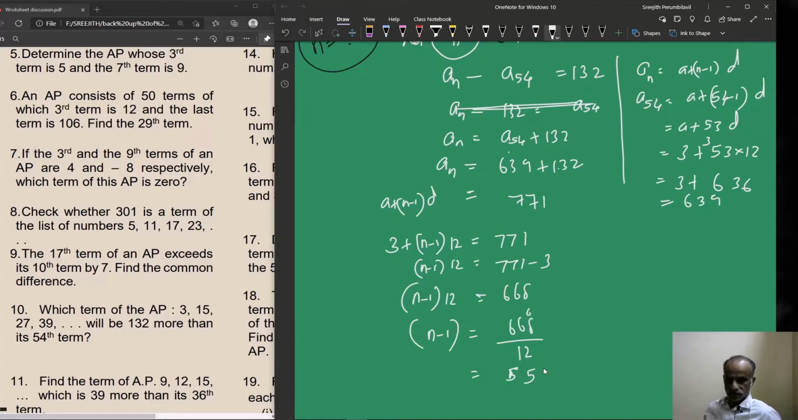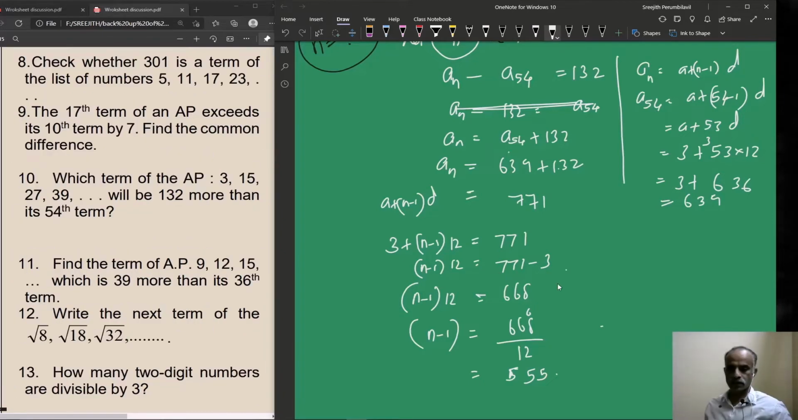568, again 55 point, it's coming 68 point, it's coming 68 point. Okay, so 55 point, so there is some issue somewhere. 639. Okay, here comes 768. So it will be corrected.